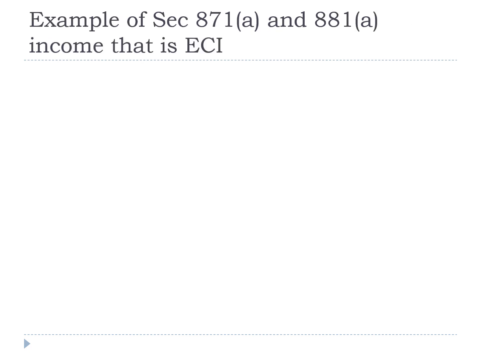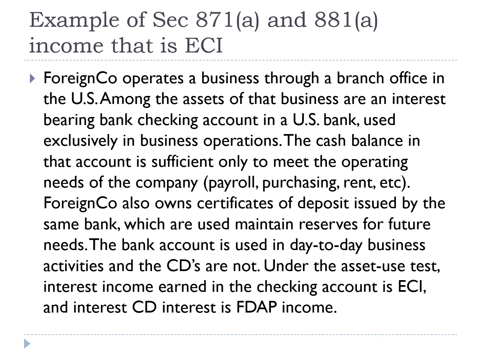Here's an example of the asset use test. Foreign Corp operates a business through a branch office in the United States. Among the assets of that business are an interest-bearing bank checking account in a U.S. bank used exclusively in business operations.